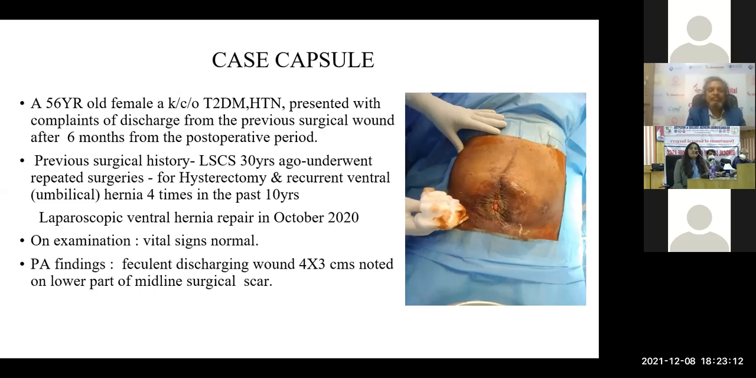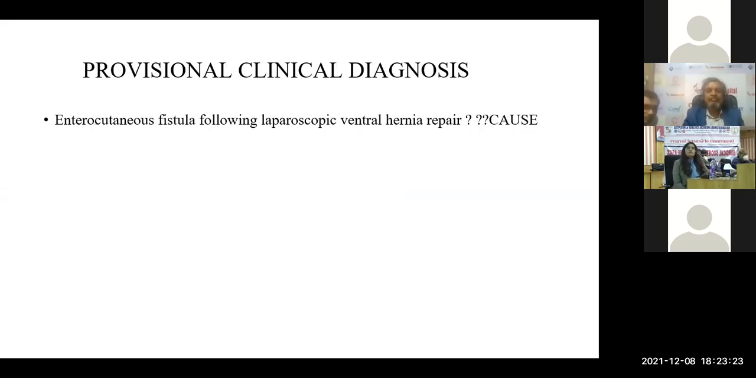On examination, her vital signs were normal. For abdomen findings, feculent discharging wound 4 into 3 centimeters noted on the lower part of the midline surgical scar. Provisional clinical diagnosis was enterocutaneous fistula. Following laparoscopic ventral hernia repair, the causes were to be ruled out.